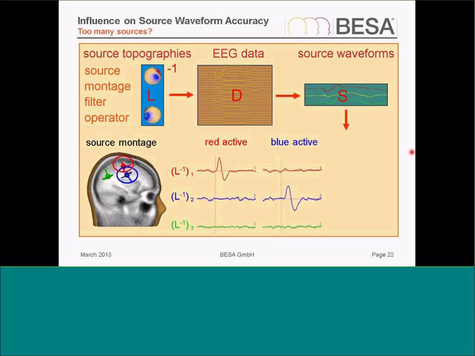And if the red and the blue are active, then both of these will be reconstructed, but again the green source will stay silent. So as long as I have modeled my activation in all active brain areas, then I can always add more probe sources and they will not pick up any activation.